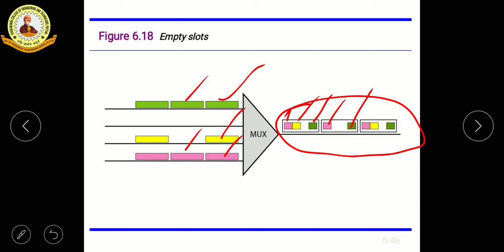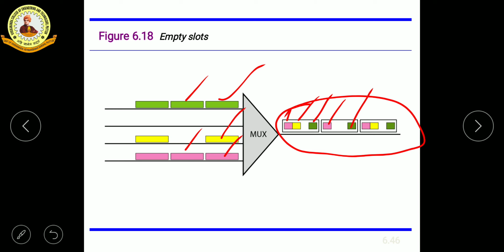If a source does not have any data to send, the corresponding slot in the output frame is empty, right? Which is shown in this figure. In this case one of the output lines has no data to send, and another input line has discontinuous data. So that is one of the disadvantages. So how can you overcome this situation, that is what we have to learn here, right? The first output frame has 3 slots filled, the second frame has 2 slots filled, and the third frame has 3 slots filled. No frame is full.